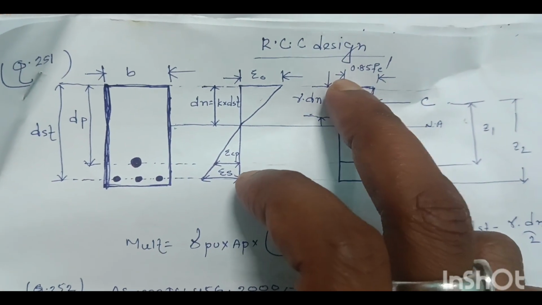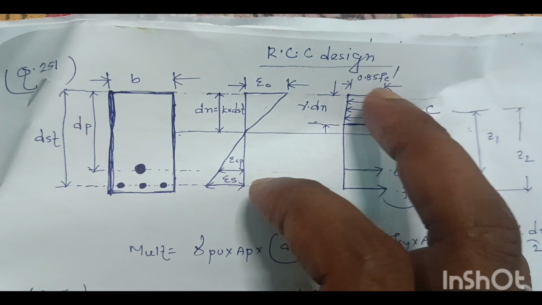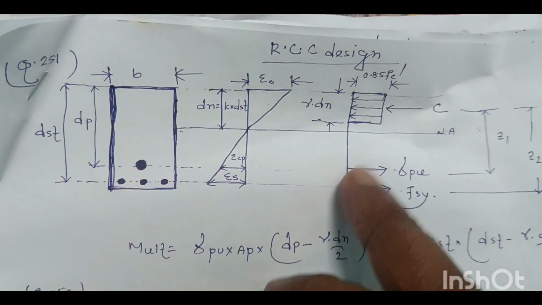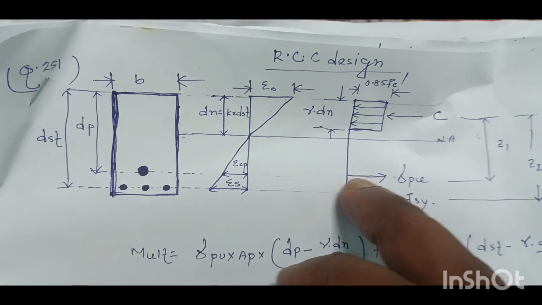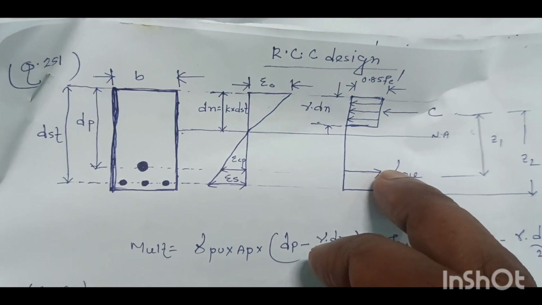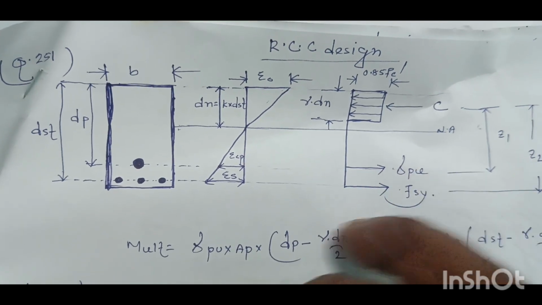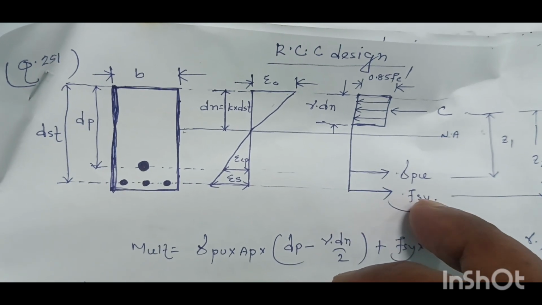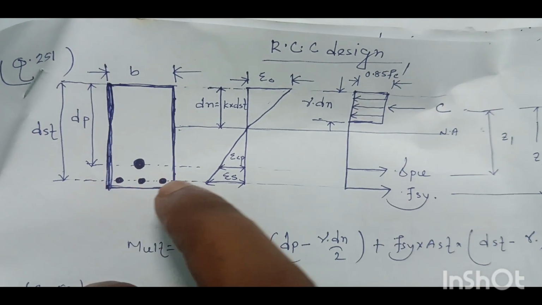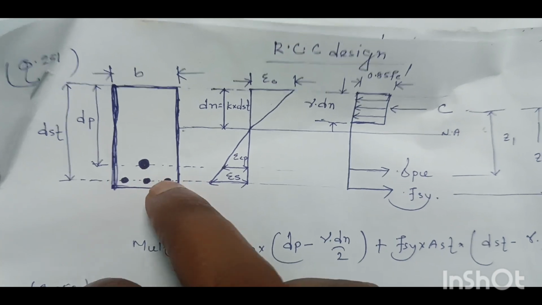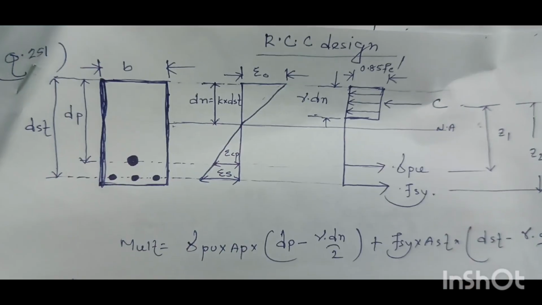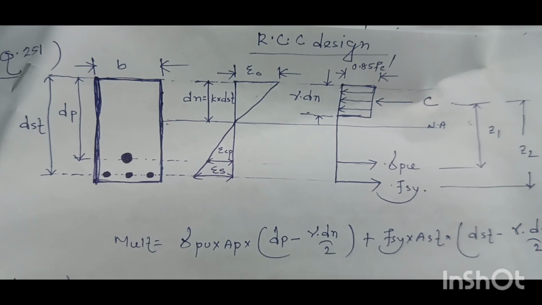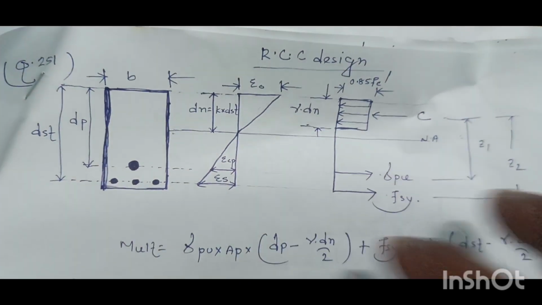this value is 0.85 FC dash. FC dash is the concrete's compressive strength, and below the neutral axis this stress is pre-stress sigma pu, and this stress FSY is the tensile force exerted by the tensile steel from this beam section. So the moment of resistance or ultimate moment capacity of the beam will be stress into lever arm.